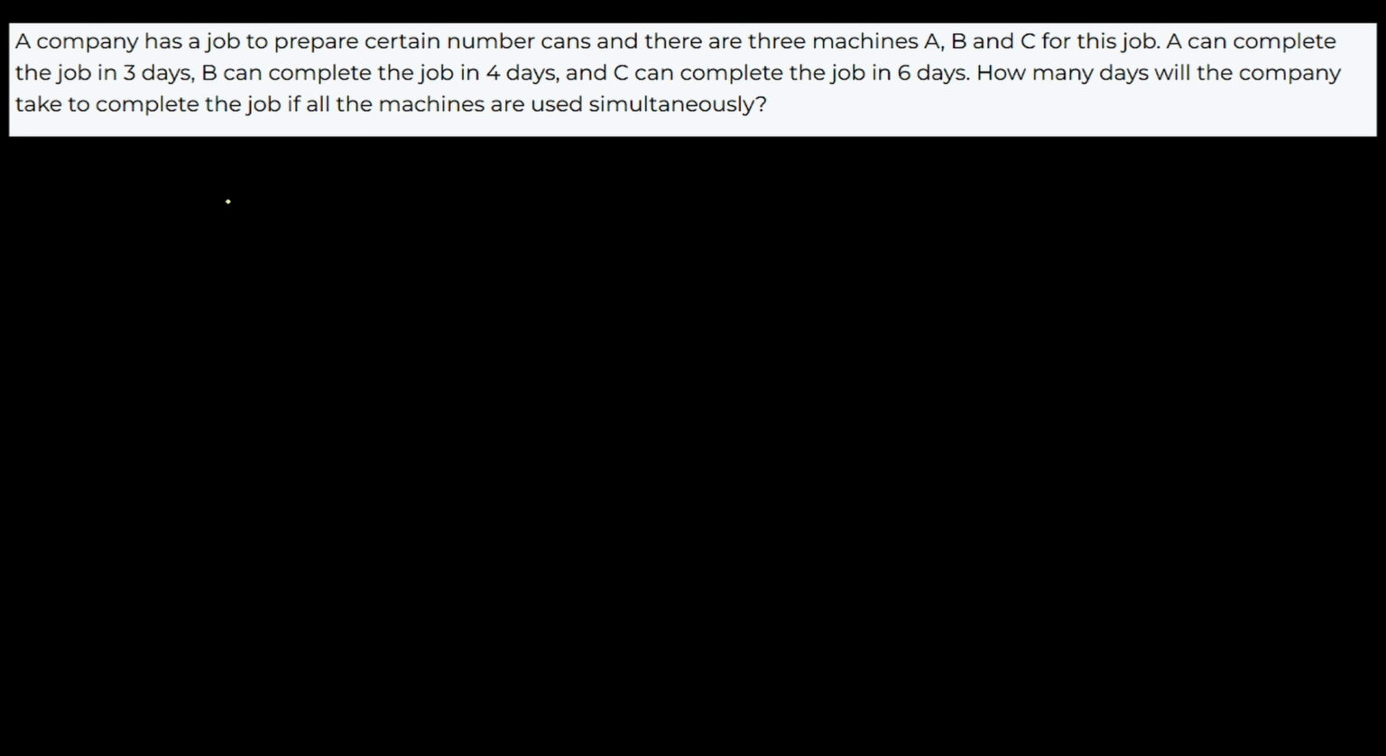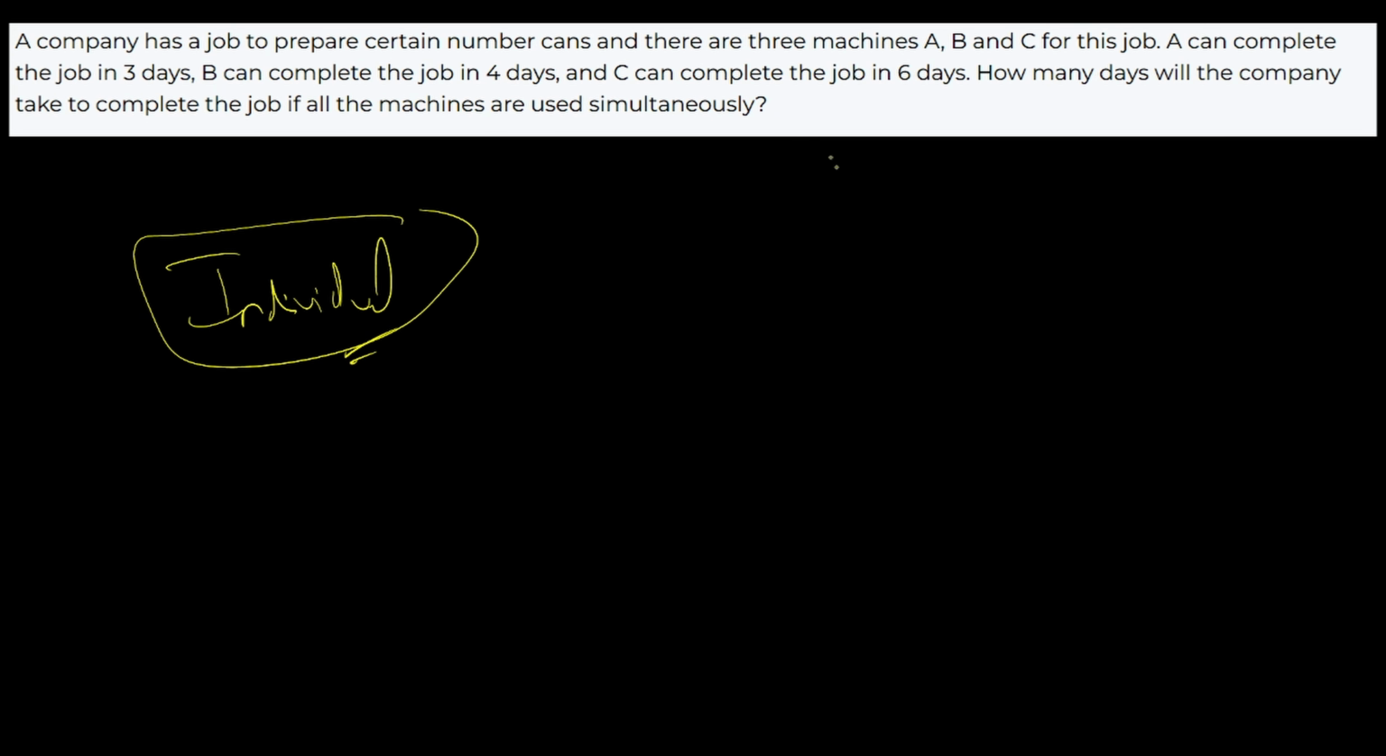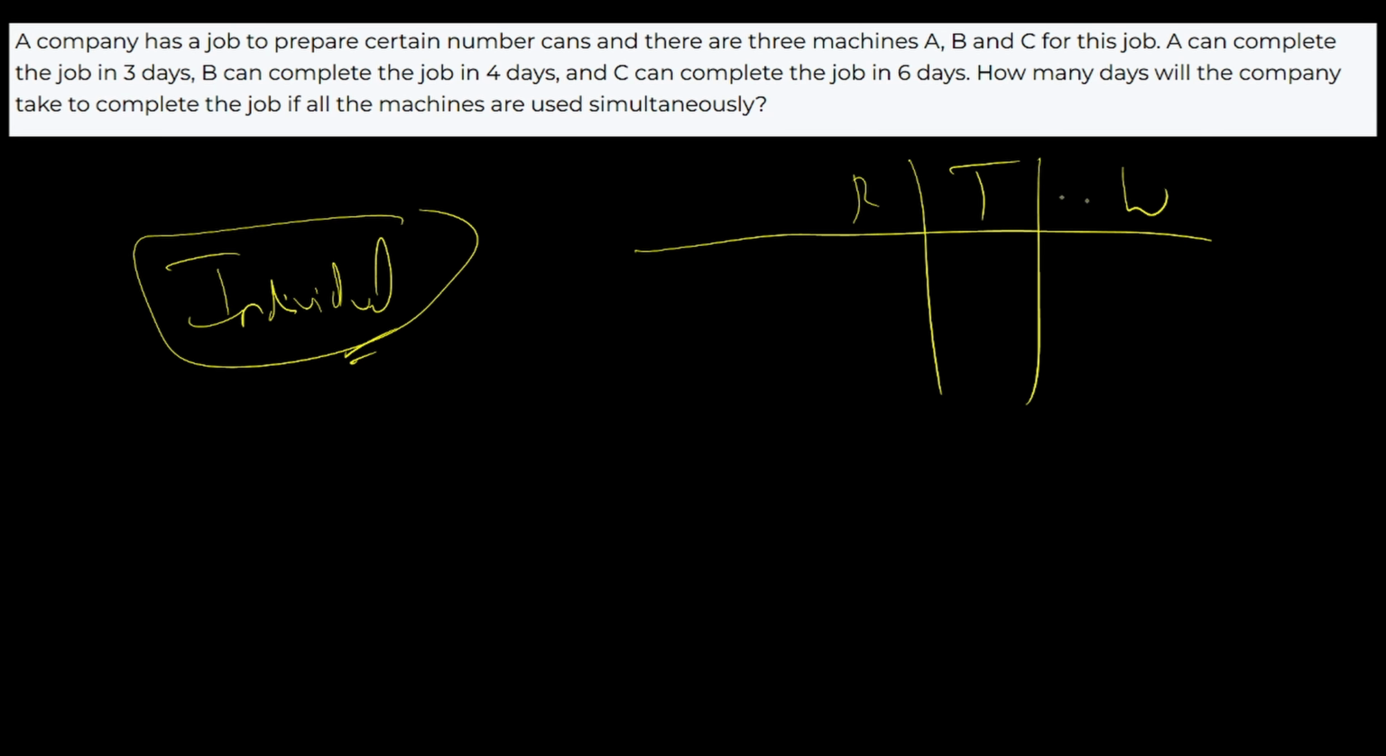Now let's go to the sixth one. It is also an individual rate only. So now it's an RTW approach. A can complete the job in 3 days, B can complete the job in 4 days, and C can complete the job in 6 days. How many days will the company take to complete the job?